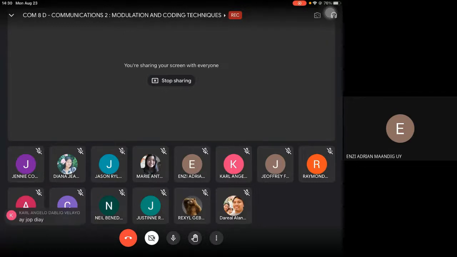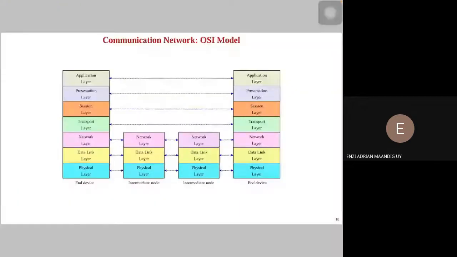Ang OSI model will somehow serve as the backbone or guideline sa computer-to-computer communication. And nowadays, when we say computer, dili na gid necessarily PC or laptop. Even your smartphones are what we consider as computing devices, no? Computers.